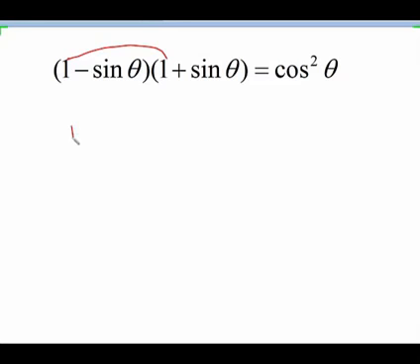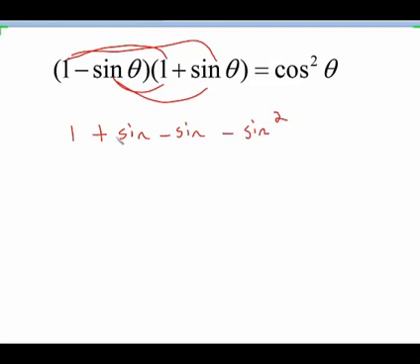1 times 1 is 1. So you multiply here, that'll give you positive sine. You multiply here, that'll give you negative sine. You multiply here, that'll give you negative sine squared. So these two cancel each other out. So you end up with 1 minus sine squared, which we know is cosine squared.